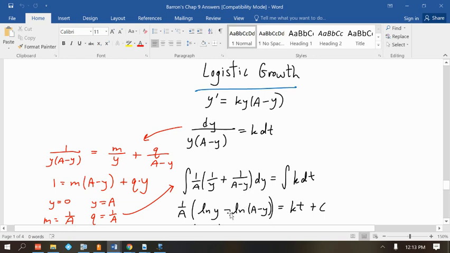So when you do a u substitution, right, you get du equals negative dy, and then you would divide the negative over, so negative du is dy. So the integral becomes the integral of du over u with a negative out front. And the integral of du over u is the ln of u, and u was a minus y with a negative out front. And that would equal the integral of k, which is kt plus the constant c, right?